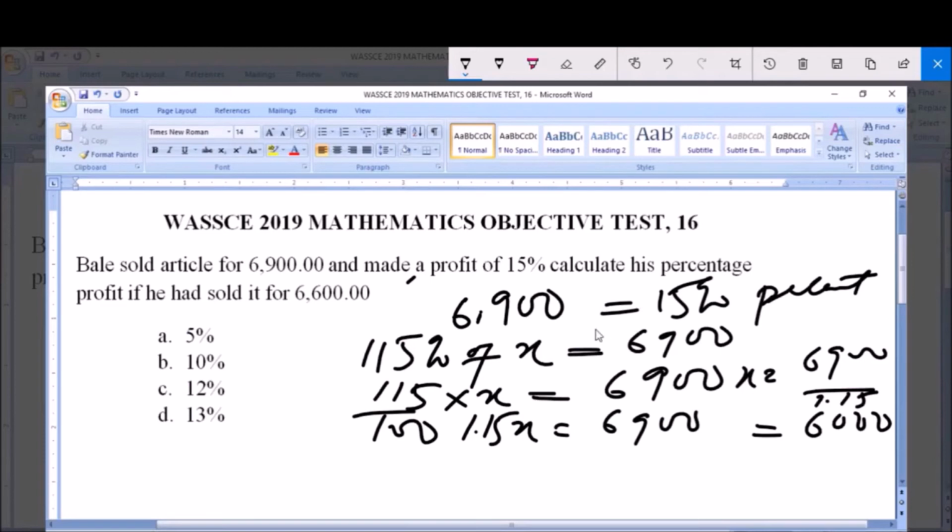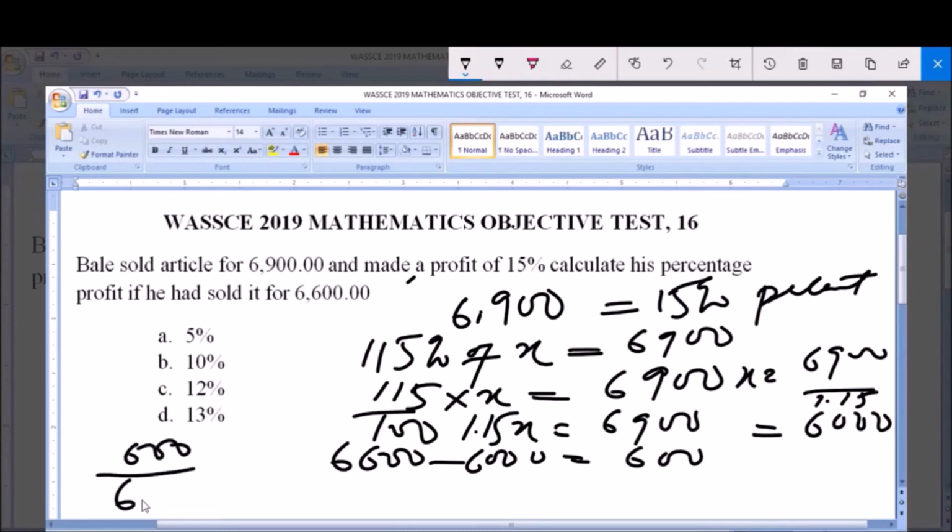So now if he sold it for 6,600, calculate the percentage profit. Firstly you ask, what is his profit? His profit will be 6,600 minus 6,000, and that is equal to 600. So his percentage profit will be 600 divided by 6,000 multiplied by 100. If we solve, our answer becomes 10. That's 10%. So the answer to this particular question is 10%, option B.